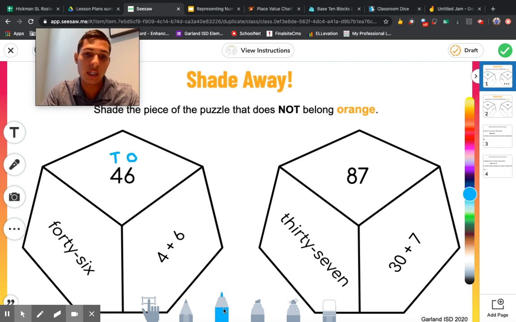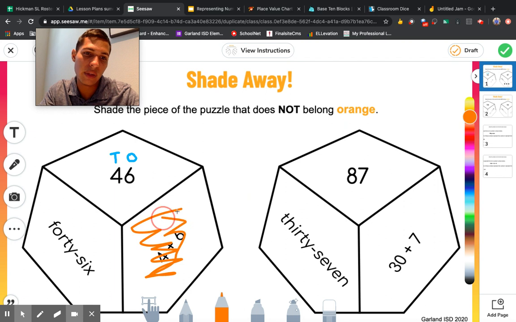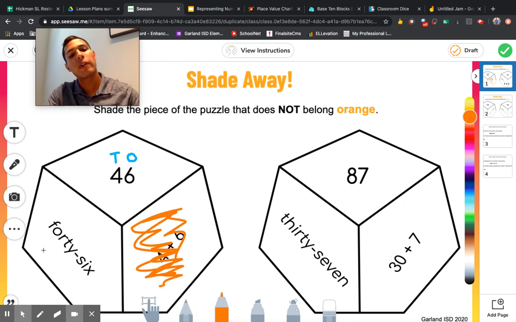Orange. So we got to click here. We got to get our color to orange. This one does not belong, right? We can just shade it over. Let's come over here. 46. That's correct. This one is going to be hard for you guys. It's okay. If you cannot read these ones, focus on these two. I understand. I know. Reading can be difficult, especially some of these big words. So 46, this is correct, so we would not shade it orange, right?